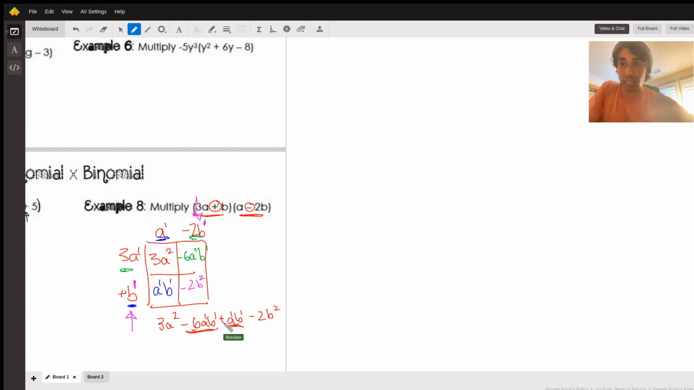All right, so because each term has got the same variables and they have the same exponents as each other, we can go ahead and combine those terms. All right, so we've got 3a power 2 minus 6 plus 1 is minus 5, a power 1, b power 1, minus 2b power 2.